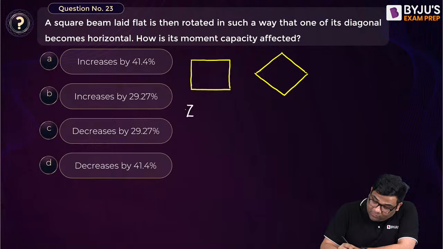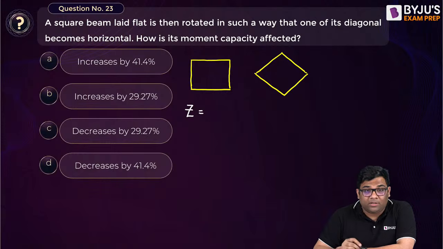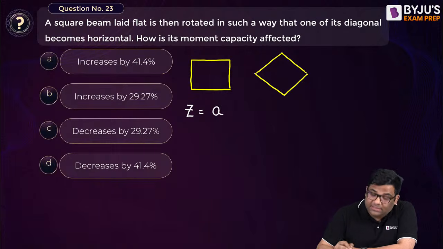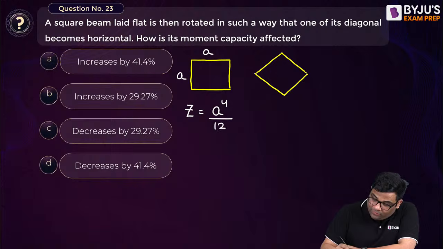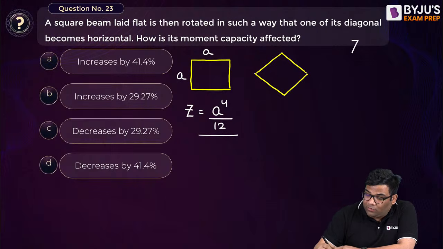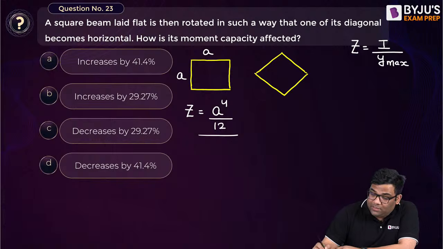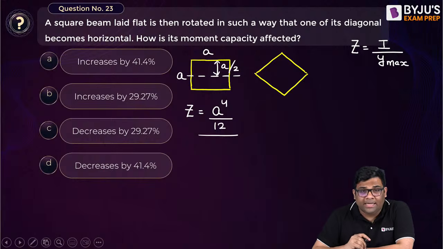Now, what is the section modulus for this? You see, I is A to the fourth by 12. Or I can say B D cube by 12. See, what is section modulus? Section modulus is I by Y max, right? So if it is a square, then this Y max will be how much? A by 2.